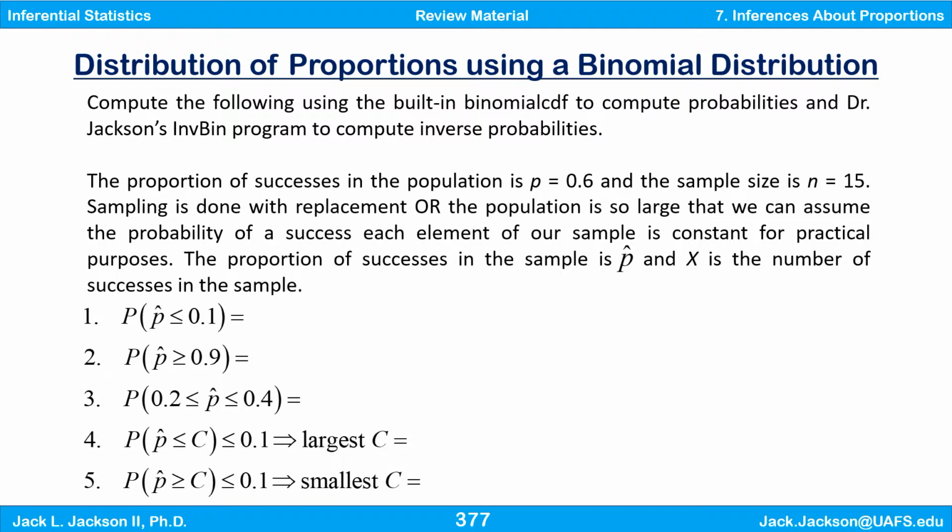The proportion of successes in the population is P equals 0.6, and the sample size is n, little n equals 15. Sampling is done with replacement, or the population is so large that we can assume the probability of success for each element of our sample is constant or practically constant for practical purposes. The proportion of successes in the sample is p hat, and x is the number of successes in the sample. So I've given you 3 problems here, 1, 2, and 3 for probabilities, and a couple of problems for inverse probabilities. Let's see if we can work these out.